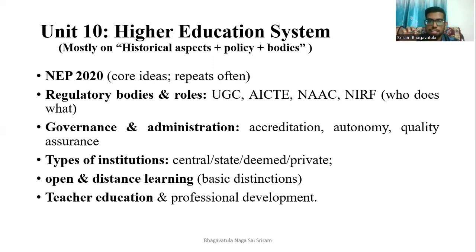Next one is open and distance based learning. Basic distinction: what is the difference between open learning and distance based learning, and whether any courses are exempted from that. For example, if a person wants to do an MBBS from distance, is it allowed? If a person wants to do an LLB, whether it is allowed from distance or not, like that. Next one is teacher education and professional development. What does teacher education and professional development mean? For improving the quality of teachers, what sort of activities will the government be taking? All of these things will be very, very important.